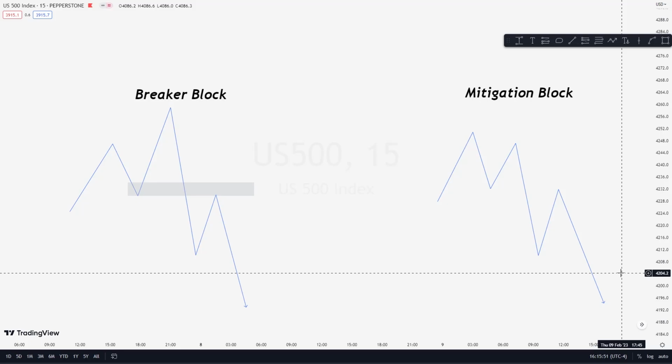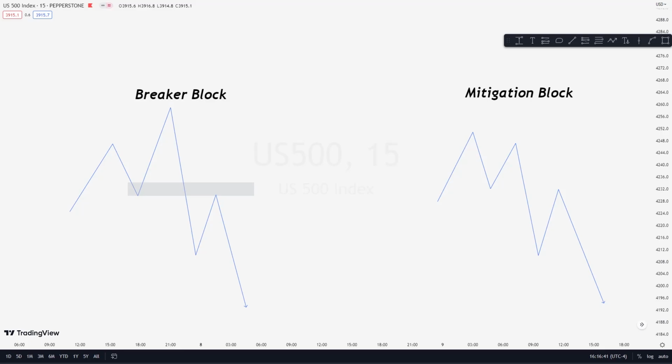Now, mitigation blocks are a lot more common within price action, as when price is on a downfall or an uptrend or whatever you want to call it, the retracements are classed as mitigation blocks because they're failed swing lows and failed swing highs. If you feel a little bit lost, don't worry, we're going to go through it in actual price in a second.